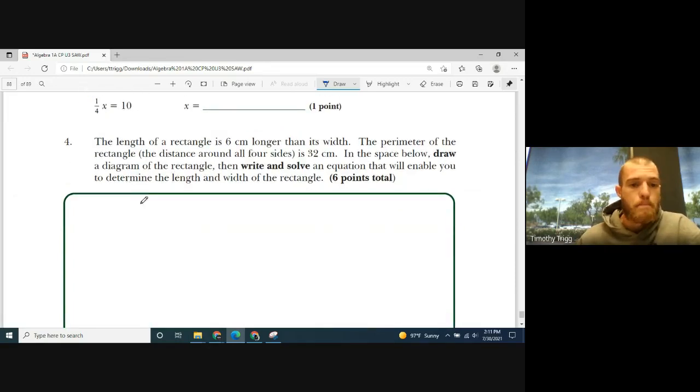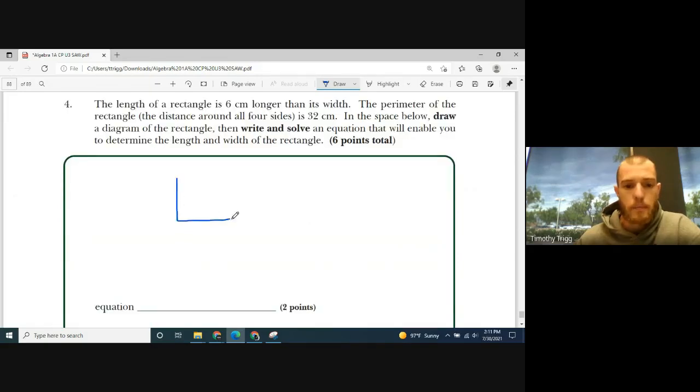Question 4. The length of a rectangle is 6 centimeters longer than its width. So I'm going to draw a rectangle here. And here, this is going to be the length, and this is going to be the width. It says the length of the rectangle is 6 centimeters longer than the width. So I'm going to let the width be x, and the length is 6 centimeters longer. So it's x plus 6.